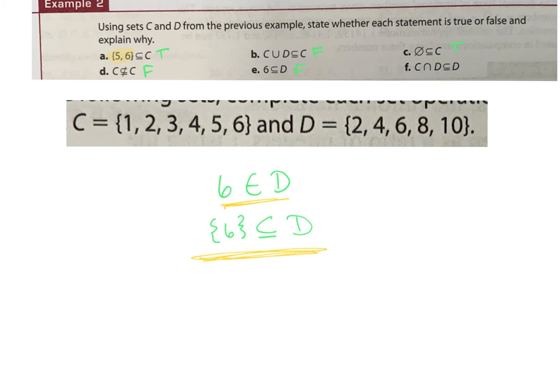What if you did the top one with subset of D? Would that still be true? This one right here? No. The one that they actually gave you? No, because this represents an element. This is an element, and this is a set. In order for it to be a subset, it has to be a set to begin with. So if you wrote it as 6 in the brackets, and then subset of D, it would be true.